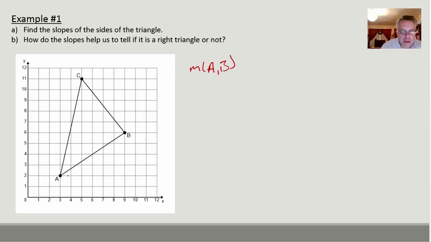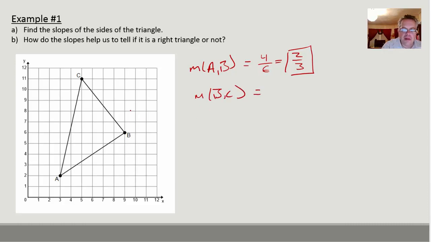As I go over, I go 1, 2, 3, 4, 5, 6 over, and 1, 2, 3, 4 up. So the slope of segment AB is 4 over 6, which is rise over run, and that simplifies to 2/3.